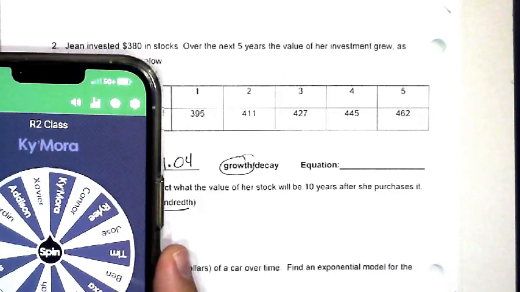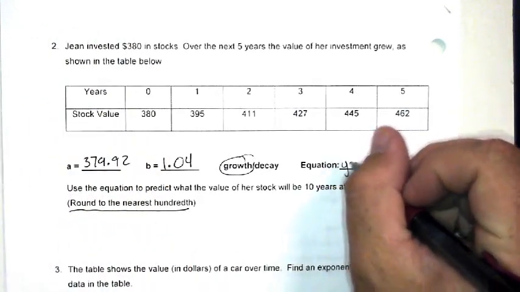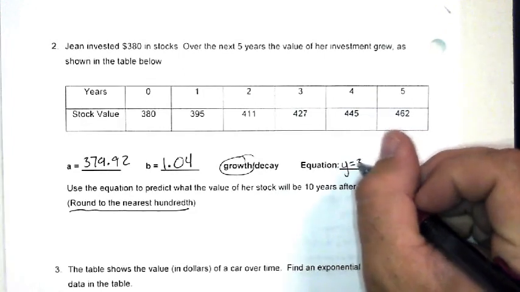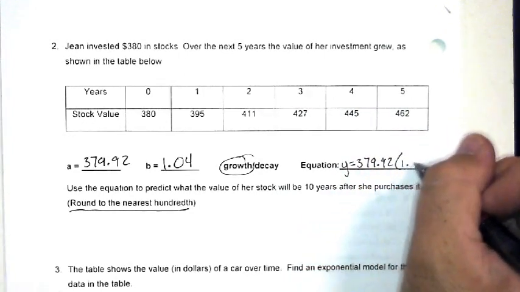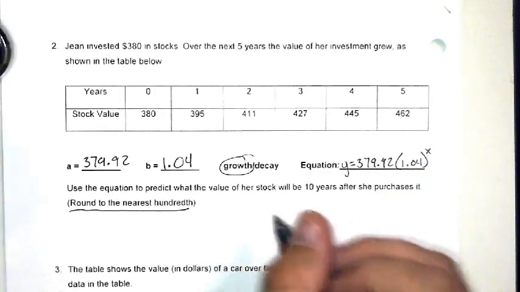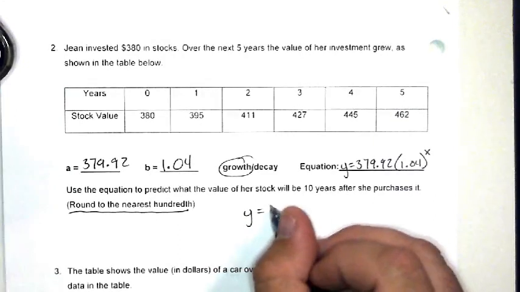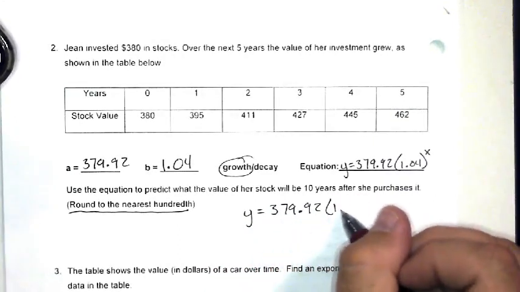Now, who's going to tell me what the equation is going to look like? Xavier. To the power of x. Good. Then we have y equals 379.92 times 1.04 to the power of 10.